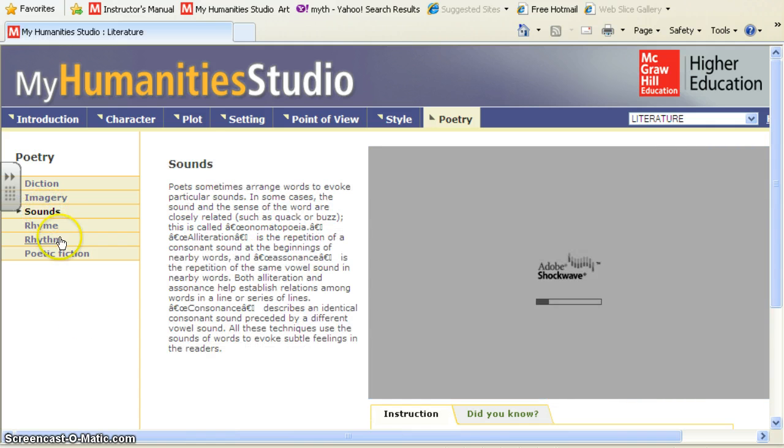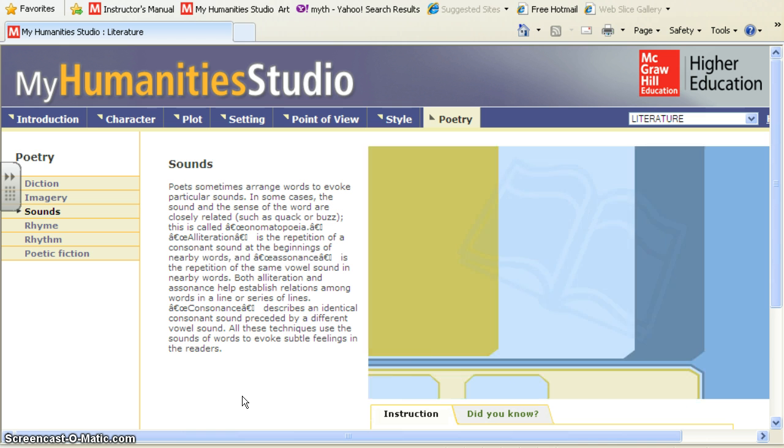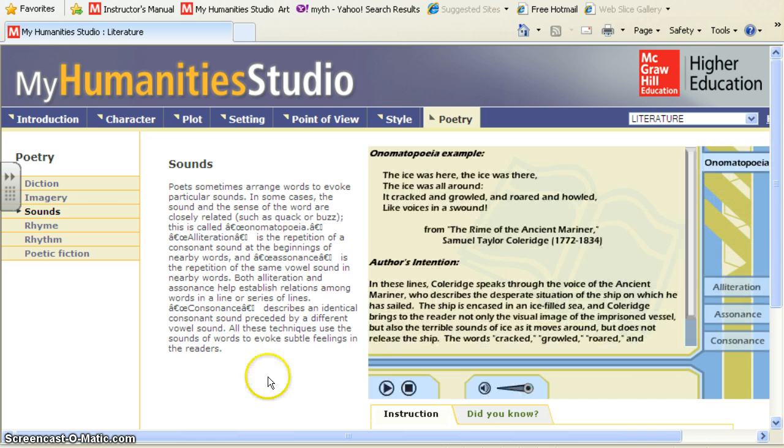Let's look at sounds. Sounds can't really be recognized unless you hear them out loud. And onomatopoeia is a term for when the poet makes the words sound like it would actually sound. So in this one, it starts off, the ice was here, the ice was there, the ice was all around. Then here comes the onomatopoeia. It cracked and growled and roared and howled like voices in a swound.